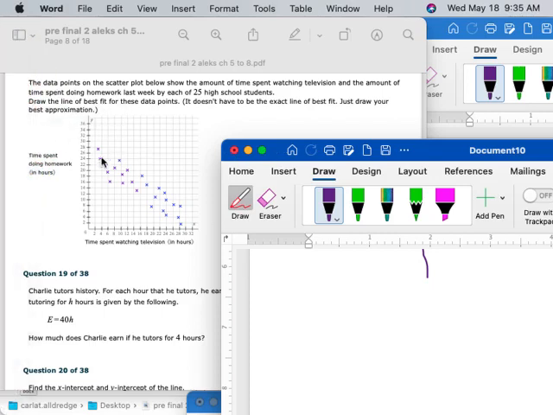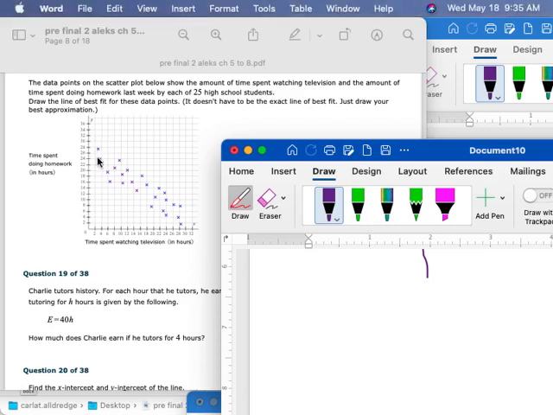So all we're going to do, guys, is go from about here and draw a line right through the middle. The line of best fit is generally the line that has the same amount of points on each side. So we're just trying to go right through the middle of those points. So it would just be kind of like right down through the middle, okay?